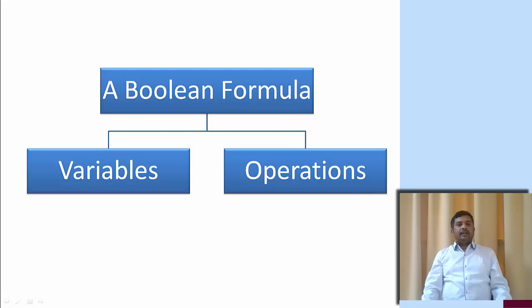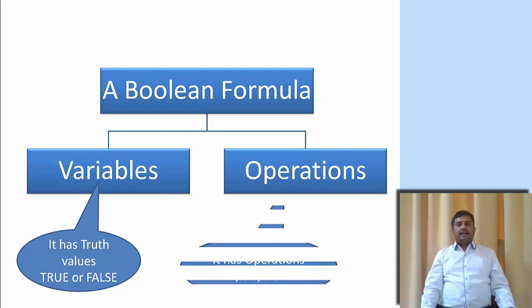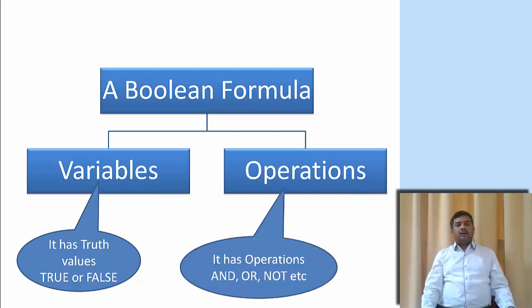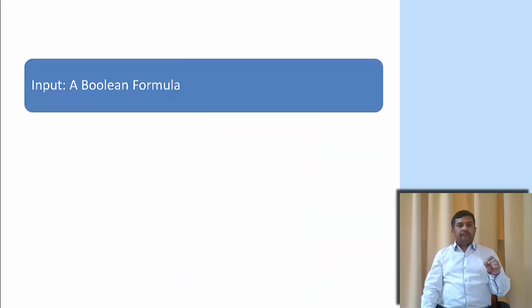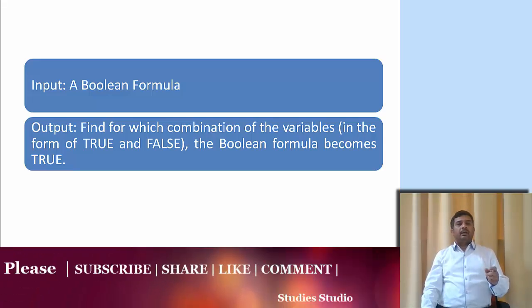So basically when you are having a Boolean formula, we have two things. One is a variable and another is operation. A variable will be having a truth value, either true or false. It can be written in the form of 0 or 1 also. And operation can be and, or, not, conditional, biconditional, and all these operations that generally we use in a Boolean function. Here we are going to give a Boolean formula as an input, and the output will say for which combination of the variables the Boolean formula becomes true.